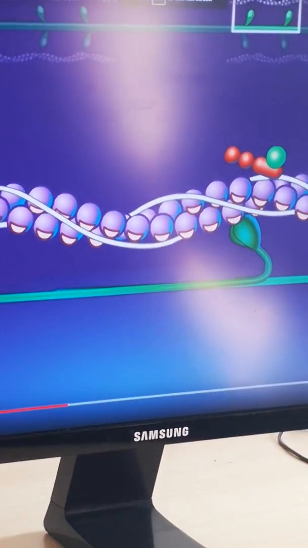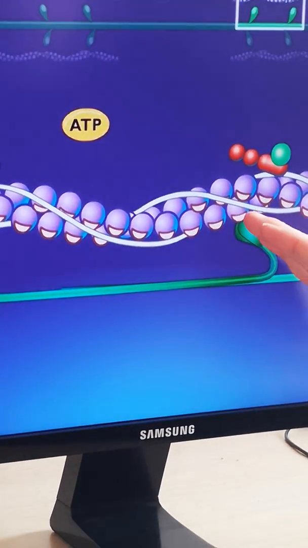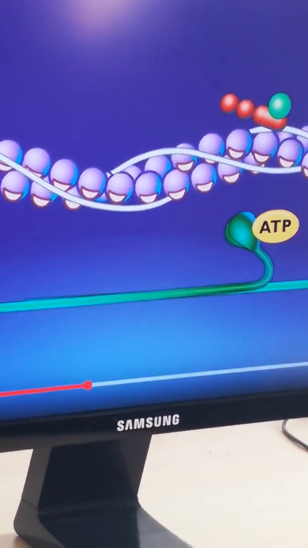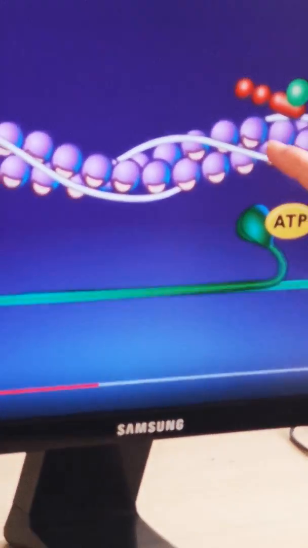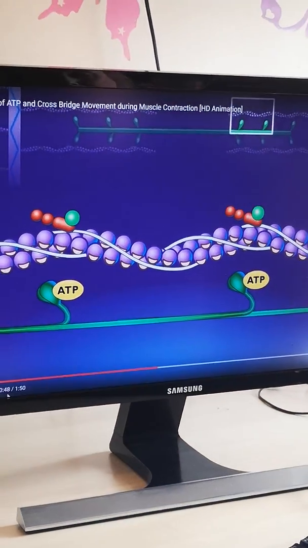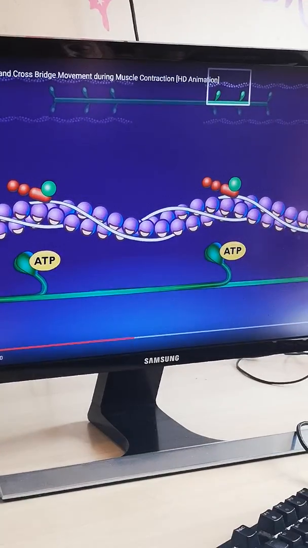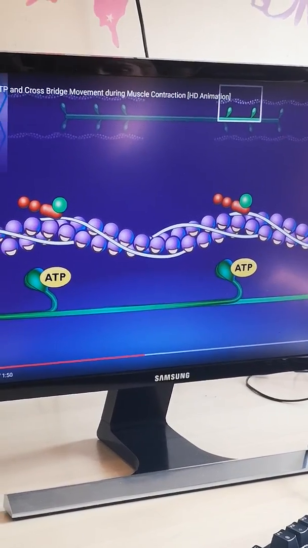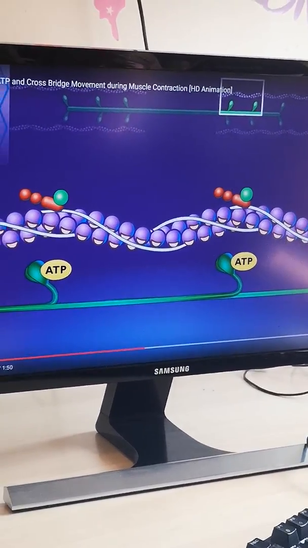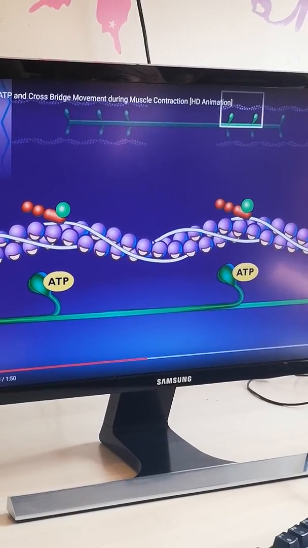Okay, so the nodding's happened. We can see that because of the position. Now comes in a new ATP molecule. And that is a really important step because you require the ATP for the cross bridge to break. If we didn't have any ATP, that would not happen. And if that happens, then the whole cycle starts again.